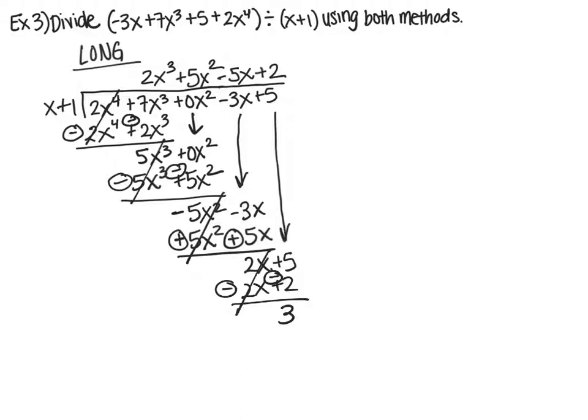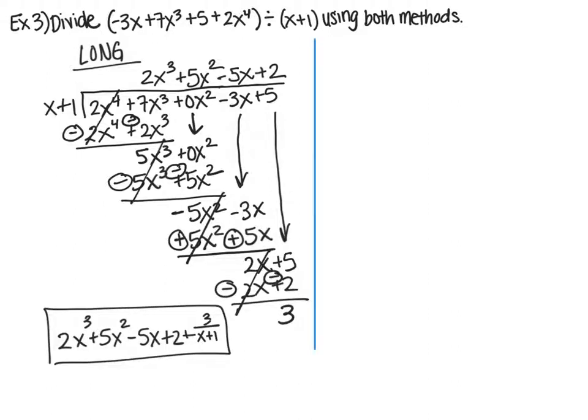Therefore, the answer to this problem is 2x cubed plus 5x squared minus 5x plus 2, and then the remainder 3 will be divided by the divisor x plus 1. We will now do the exact same problem using synthetic division.